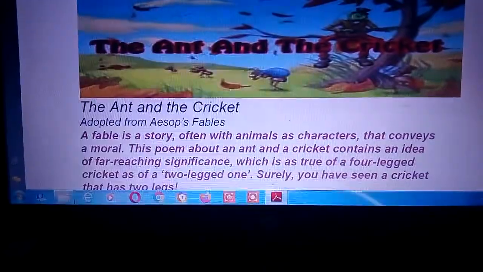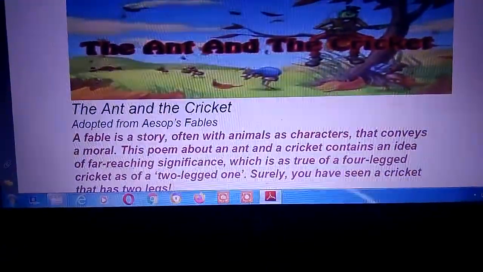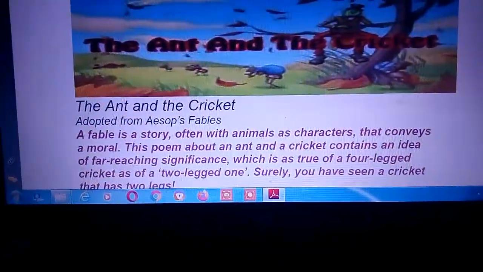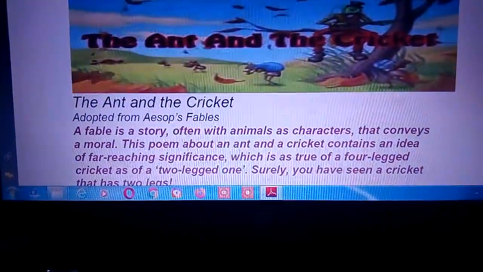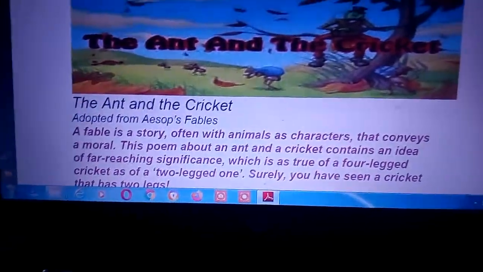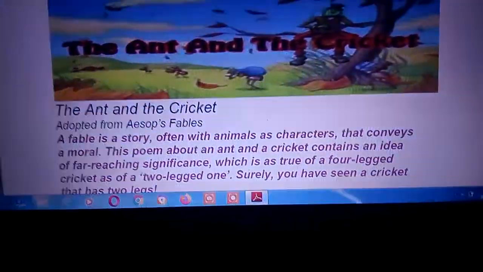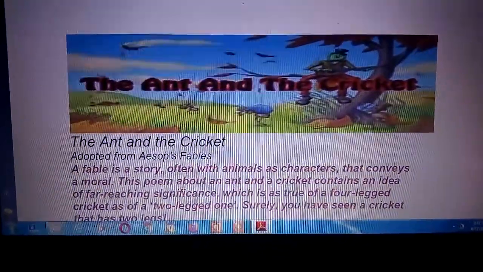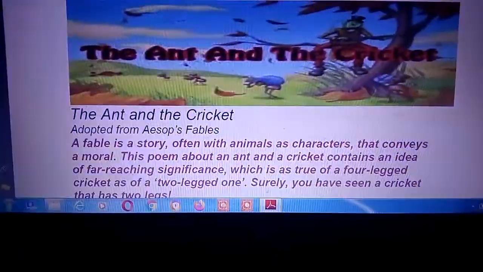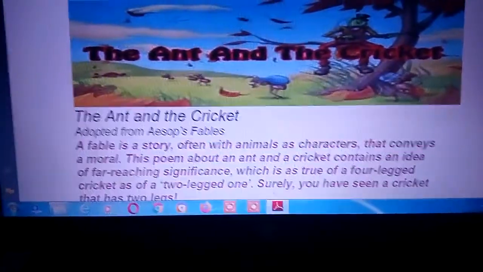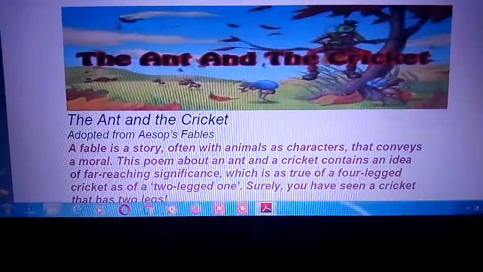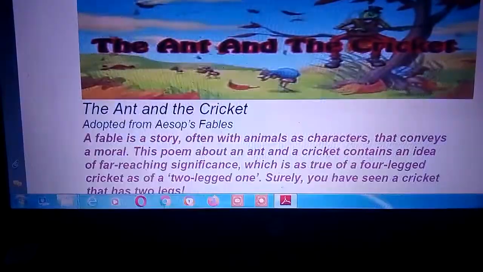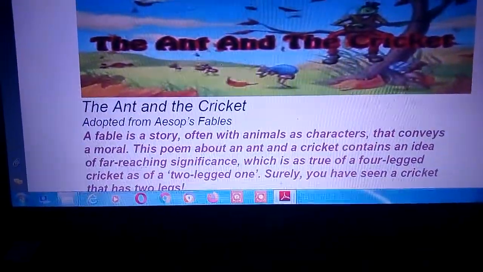So the ant and the cricket is adapted from Aesop's fable. This was asked in the question, but some of you could not answer. It is adapted from Aesop's fable, and a fable means a story. It is often with animal characters, as it conveys a moral, and this poem is about an ant and a cricket, containing an idea of far-reaching significance.